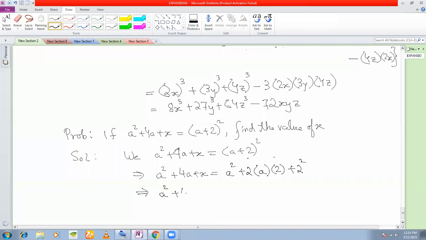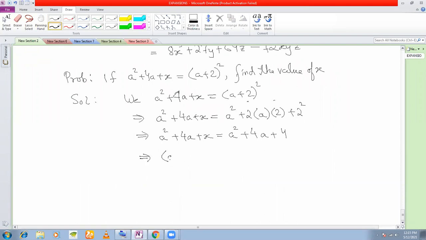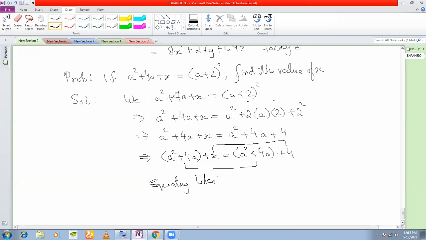We have a square plus 4a plus x is equal to a square plus 4a plus 4, right? Now what you do is, you see on both sides you have a square plus 4a. You take the a square plus 4a's together. Plus x equal to a square plus 4a plus 4. Now this a square plus 4a is the same. That means x must be equal to 4. So equating like terms on both sides, we get x is equal to 4. And that is the value that was required.